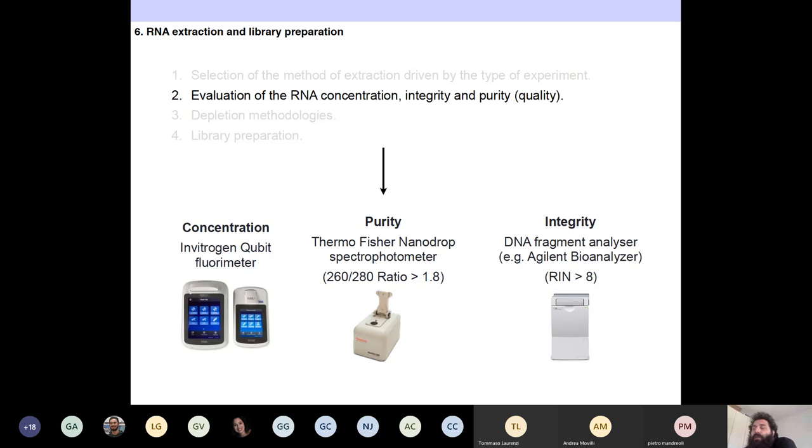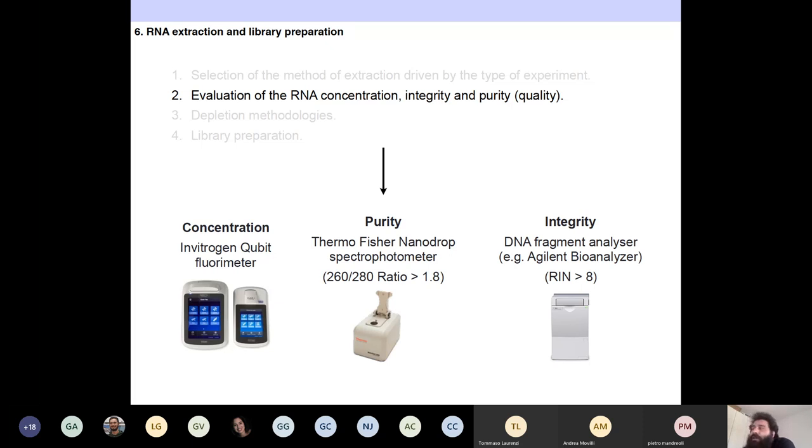Then you need to evaluate the purity. The purity is how many proteins or other molecules that are not RNA may be in solution. In order to do that, it's always good to measure the ratio between 260 and 280, and it should be bigger than 1.8, okay? That can be done with a simple NanoDrop. Don't use NanoDrops to measure concentration, okay? Because NanoDrops are very inaccurate to measure concentration with precision. You need to use Qubits.